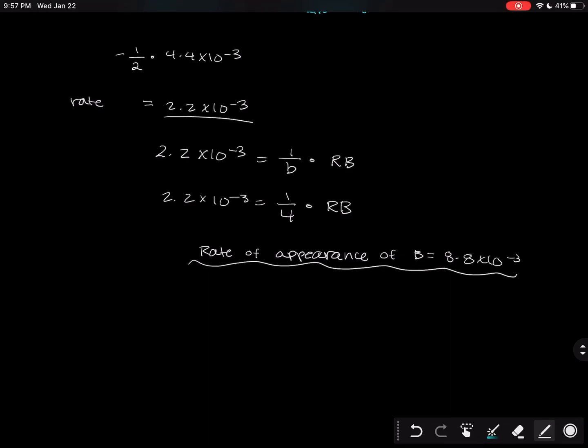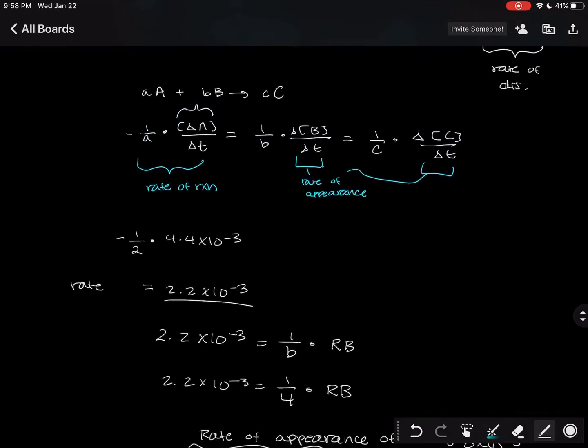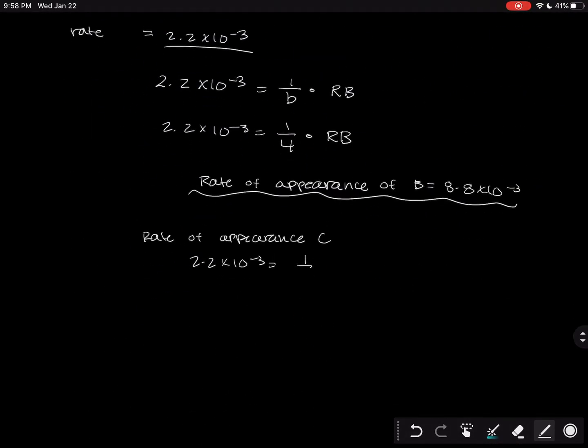Okay, and then we can repeat this with the rate of appearance of C. So we'll get 2.2 times 10 to the negative third equals 1 over, we'll see that the coefficient of C is actually just 1, times the rate of appearance of C. So that means that the 2.2 times 10 to the negative third is equal to the rate of appearance of C.